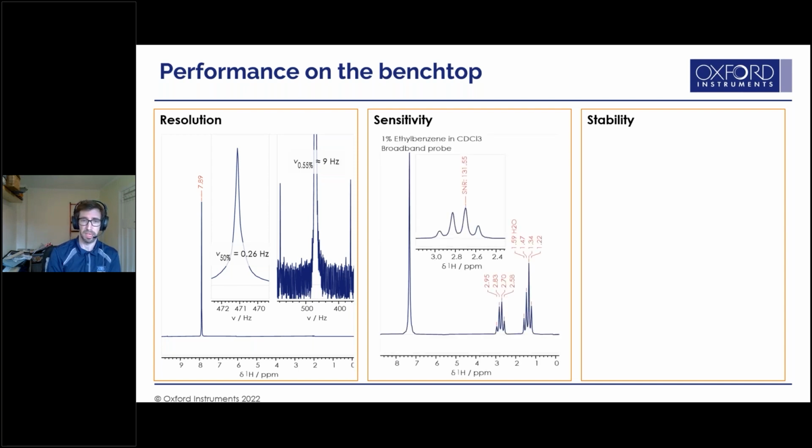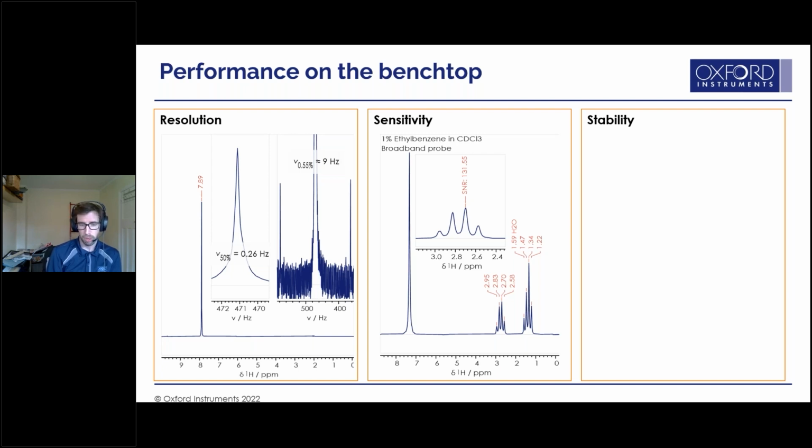In terms of sensitivity, we measure the intensity of that methyl quartet in ethyl benzene, and we measure the height or the intensity of that strongest peak there in relation to the baseline. And in this case, for that same probe, we get a signal to noise ratio of 130 to 1. So the specification here was 120 to 1.